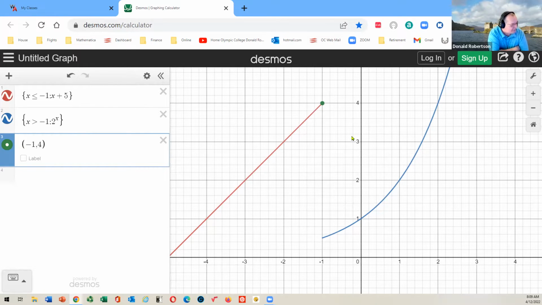If you look at that piecewise function, what is happening at x equals -1? Is it left continuous or is it right continuous?